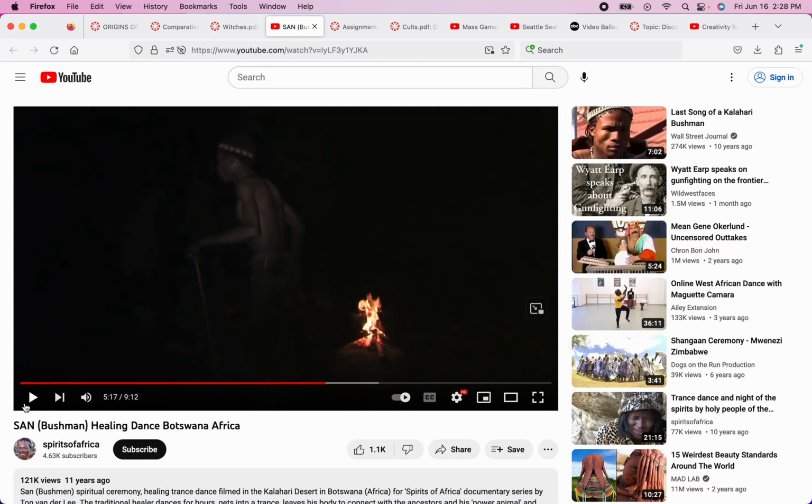So here is a San Bushman, and they're doing their healing dance. Now, I want you to think about this, how this might be the same exact ritual that existed tens of thousands of years ago. He's going to talk about at night, when we stay up and we dance, we change.